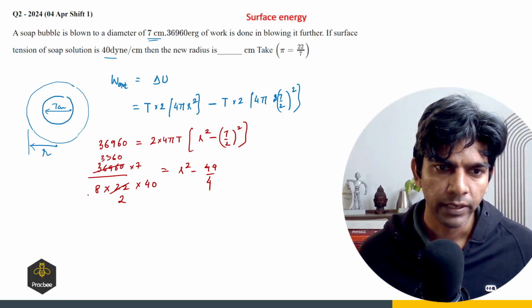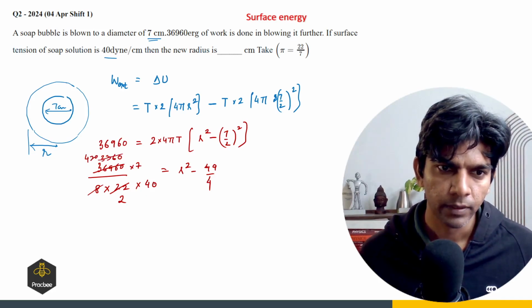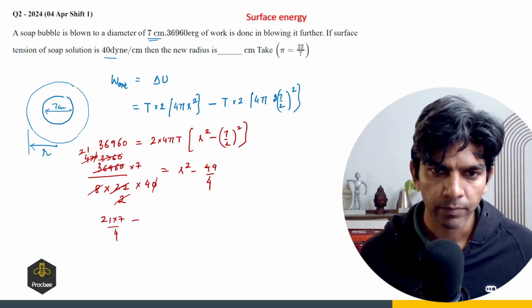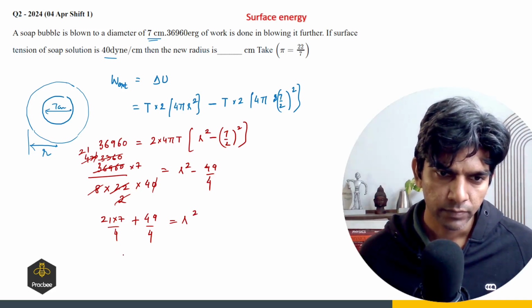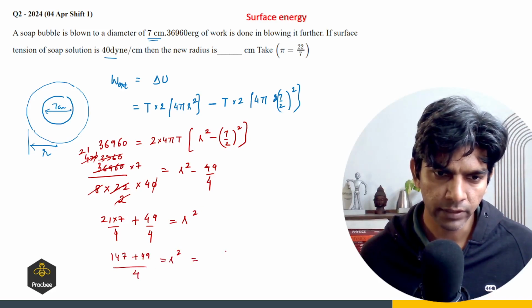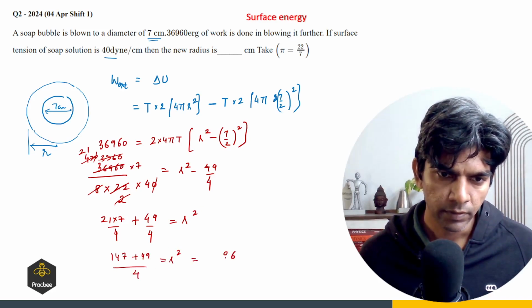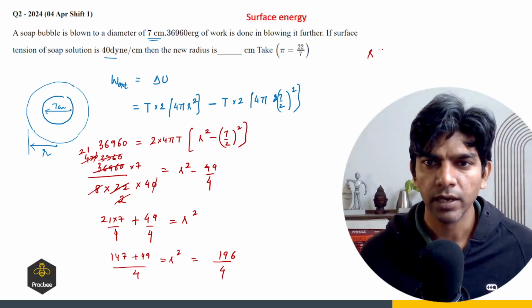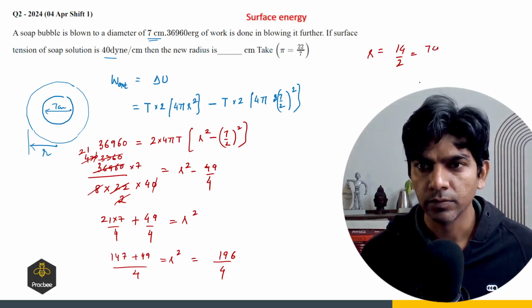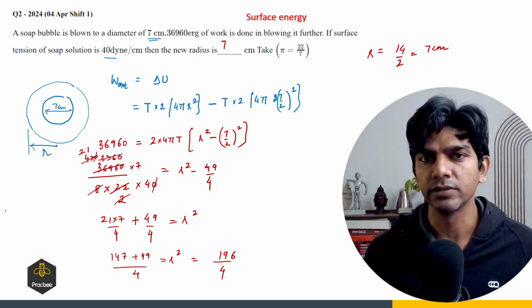3360, and this will give us 420, and this will give us 21. So we got 21 times 7 by 4 plus 49 by 4 is equal to r square. So we have 147 plus 49 by 4 as r square, or we can write this as 1691 by 4. So from this r comes out to be 14 by 2, which is 7 centimeter. So the radius will be 7 centimeter. So 7 is the answer of this question.